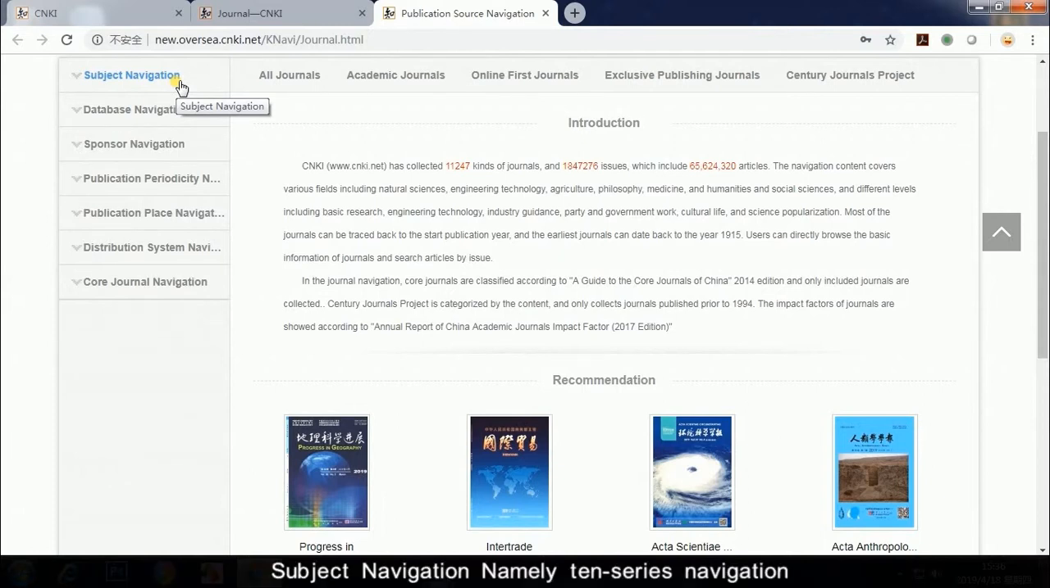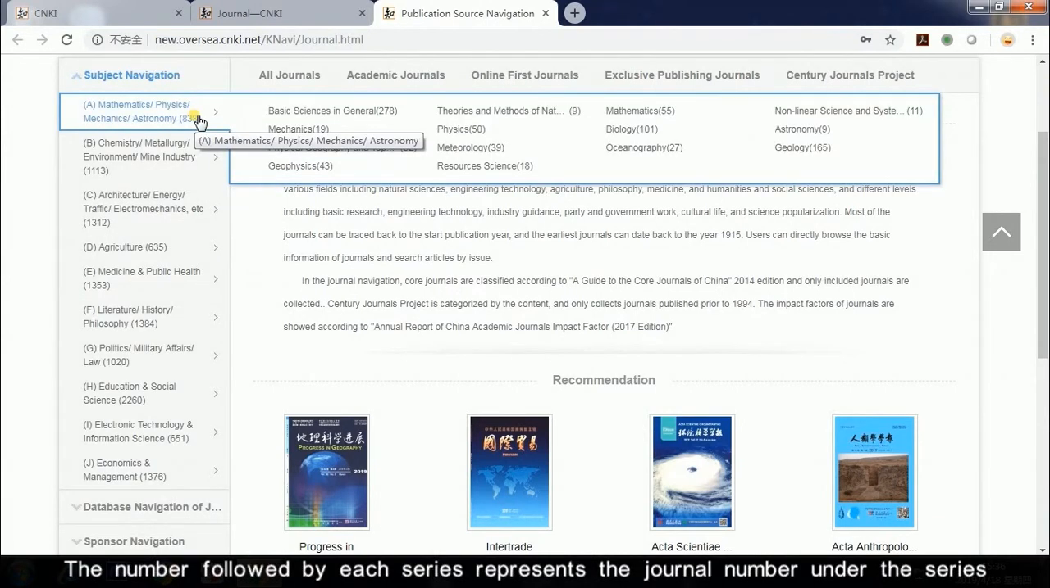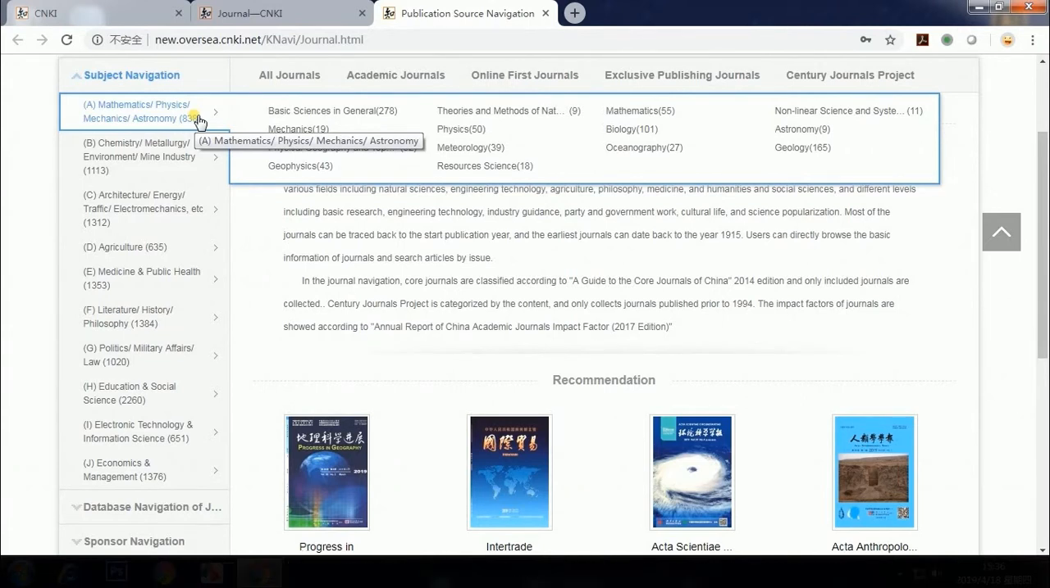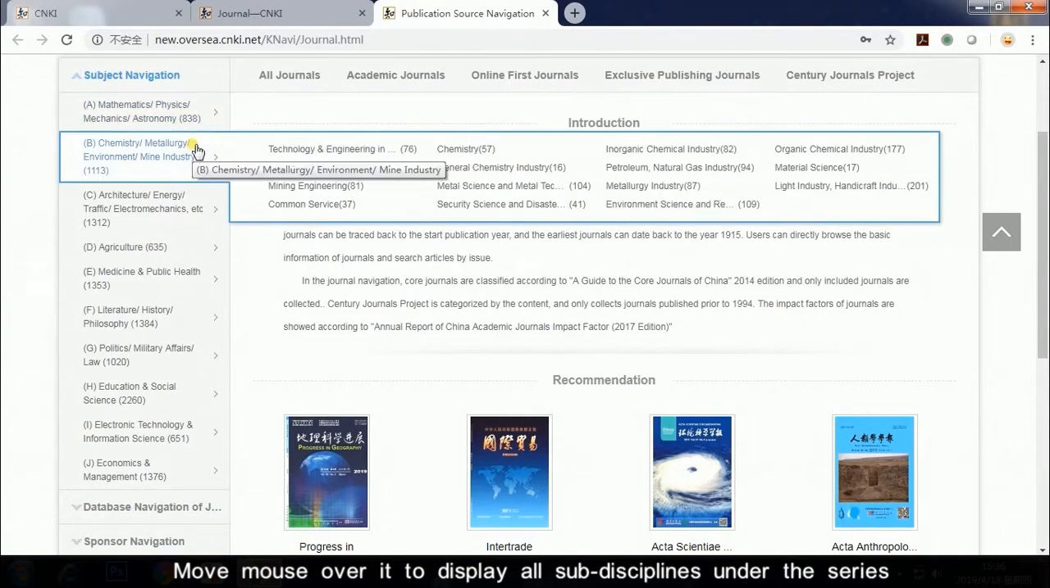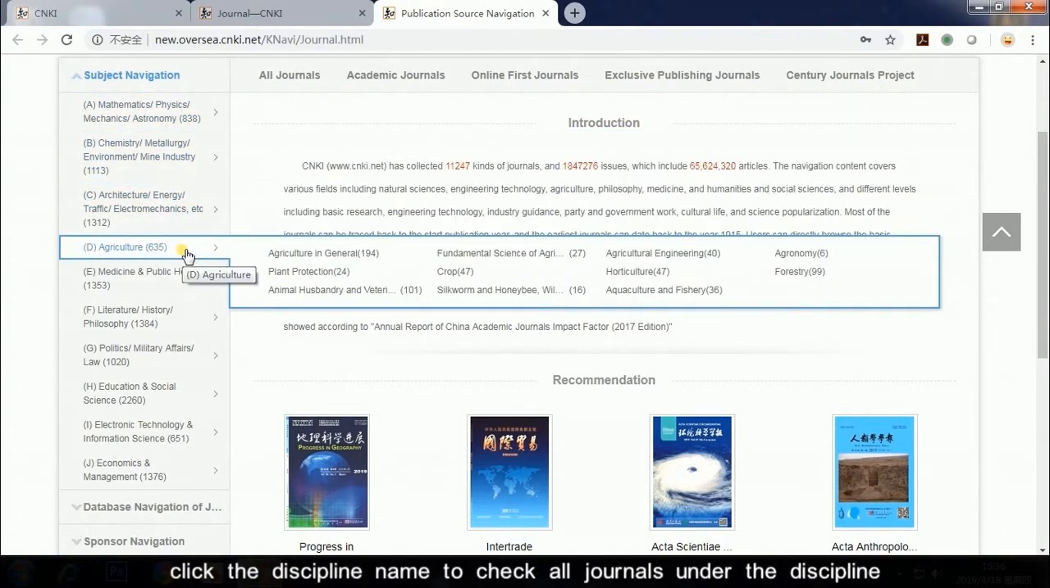Subject navigation, namely 10 series navigation. The number followed by each series represents the journal number under the series. Move the mouse over it to display all sub-disciplines under the series. Click the discipline name to check all journals under the discipline.